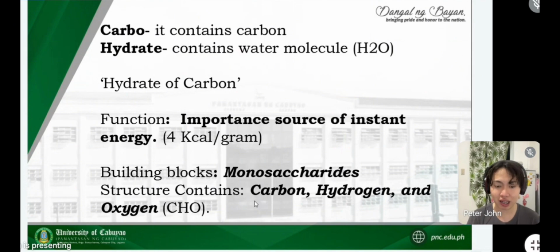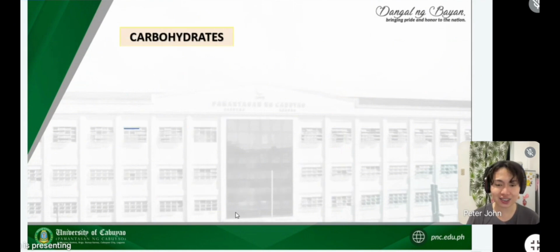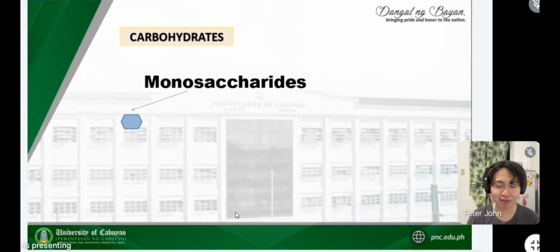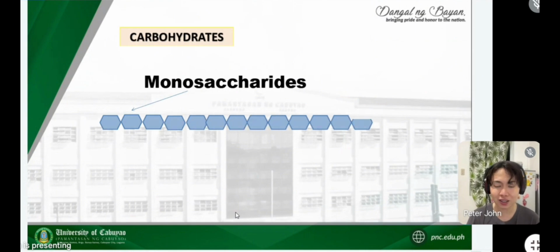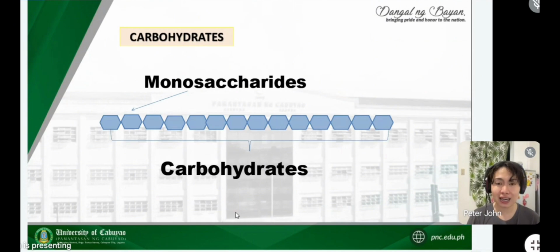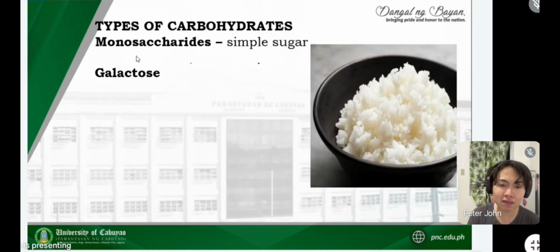So, the structure contains carbon, hydrogen, and oxygen. Tandaan niyo yan. Yung mga elements na bumubuo sa kanya. So, here is the illustration. Ayan, yung isa lang, monosaccharide yung tawag, or mas kilala bilang simple sugar. Ayan, pag pinagsama-sama na natin yung mga monosaccharides, we can form a carbohydrate. Yes po. Meron tayong tatlong major categories of carbohydrates.